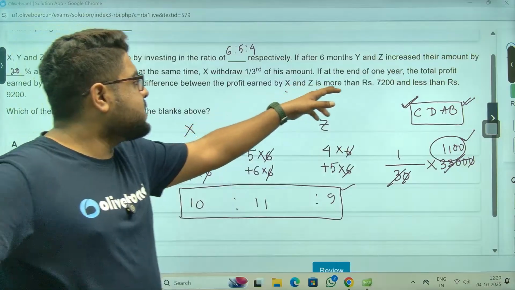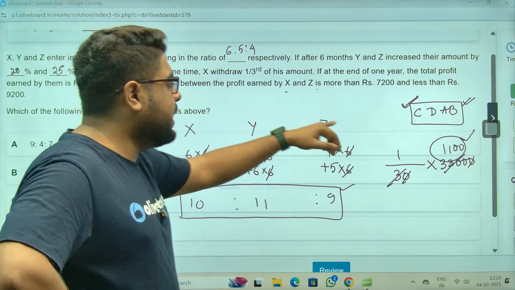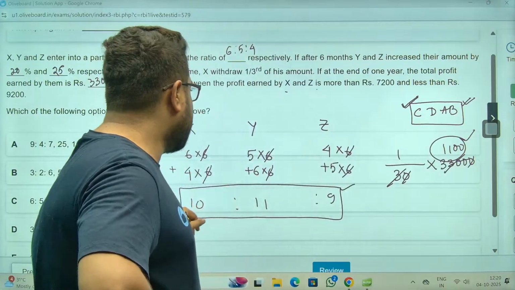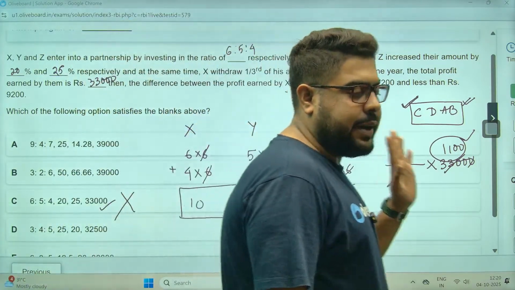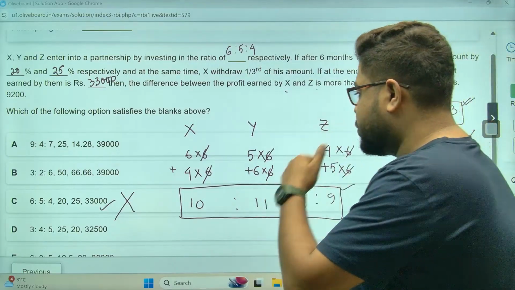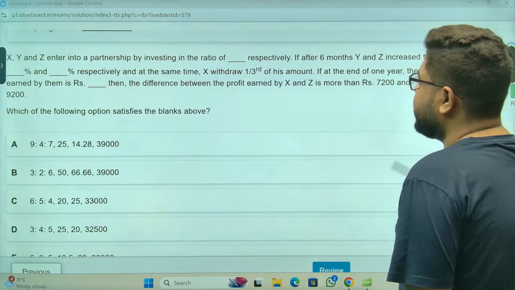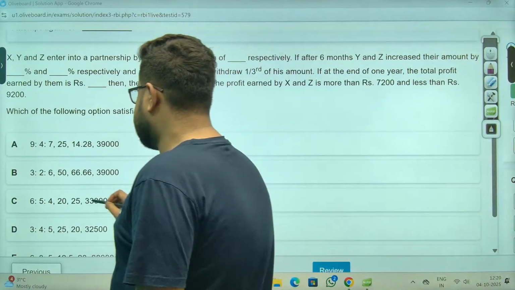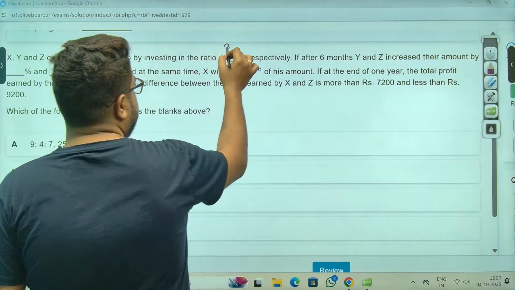Why? It has to be between 7,200 and 9,200. And I'm only getting 1100. I am only getting 1100. So it cannot happen, sir. So 100% it is not satisfying. So option C cannot be the answer. Option C cannot be the answer. Chalo, remove option C. Then D, 3, 4, 5.